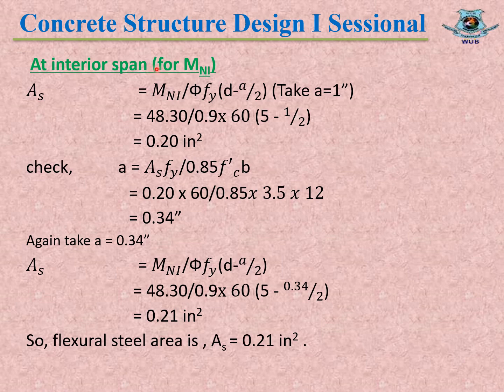At interior span, negative moment MNI equal to 48.30 kip inch. A is equal to MNI divided by phi Fy into d minus a by 2. Take a equal to 1 inch for trial and error process. Substituting all values, As is equal to 0.20 inch square. Check a equal to 0.34 inch as shown in previous slide. Again, take a equal to 0.34 inch and steel area As is equal to 0.21 inch square. Flexural steel area is 0.21 inch square at interior span.